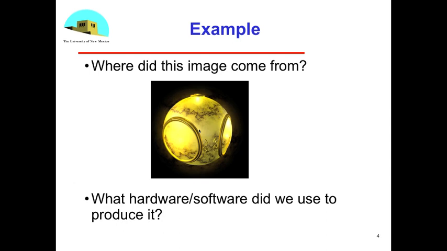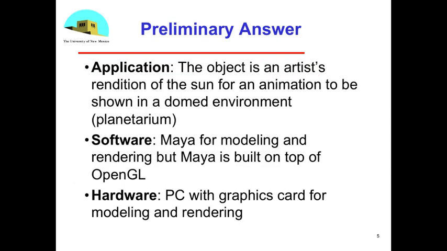Notice it has some very interesting features: it has what appears to be a very modeled surface. It has lighting going on. Obviously it shows the curvature of being some sort of a sphere. It has this very interesting texture on it. So what hardware and software did we actually use to get this image?